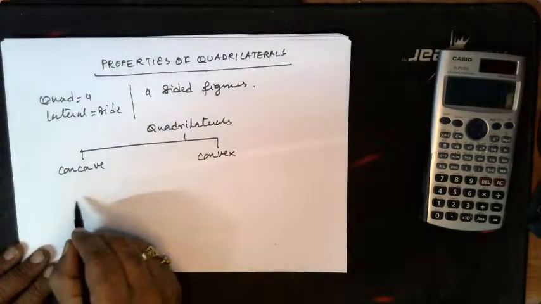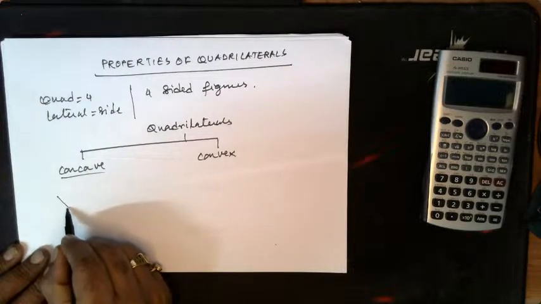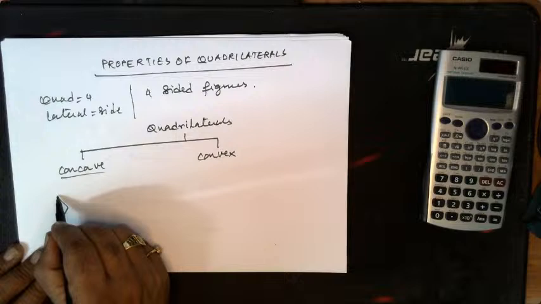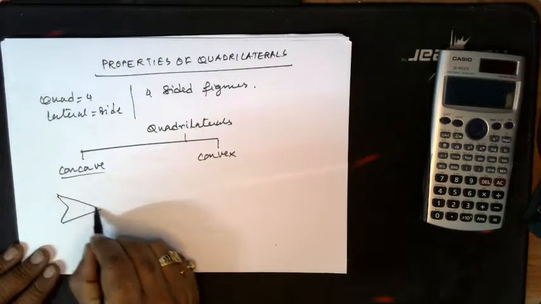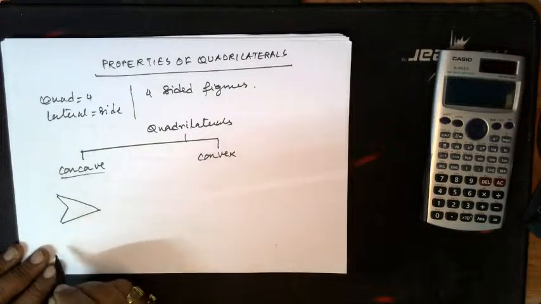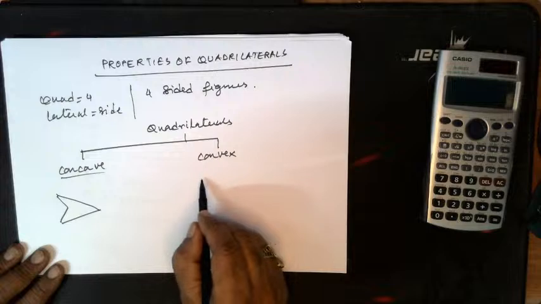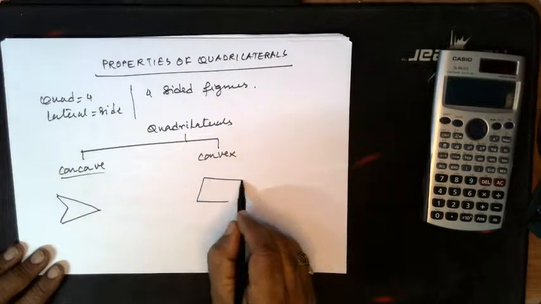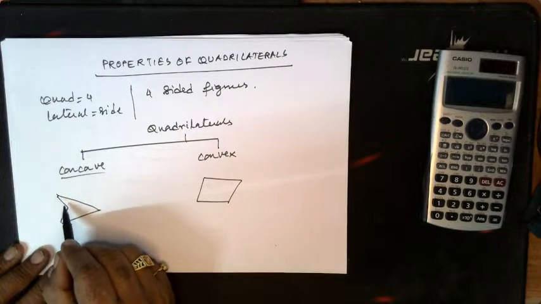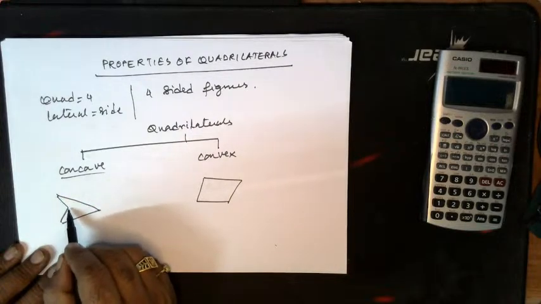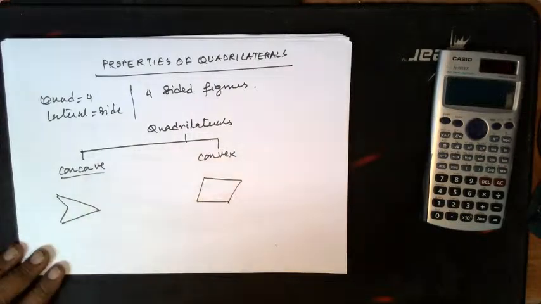Concave quadrilateral: concave means there will be a cavity, it will be like this, 1, 2, 3, 4. This is called concave. Convex means two sides are making an angle like this, and here all are convex only.